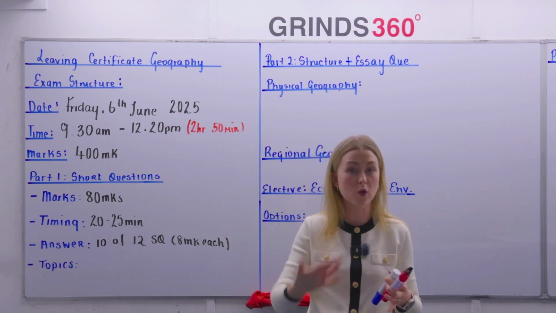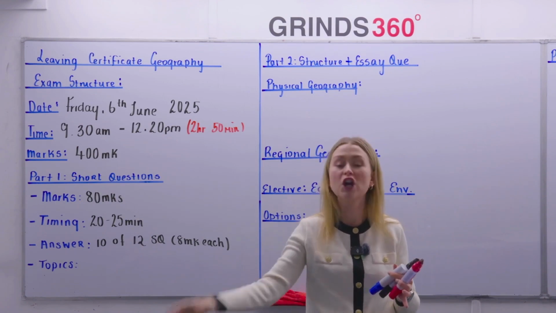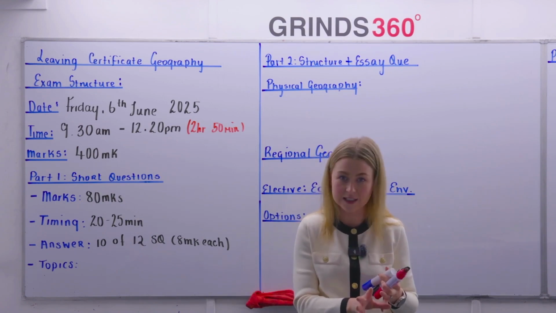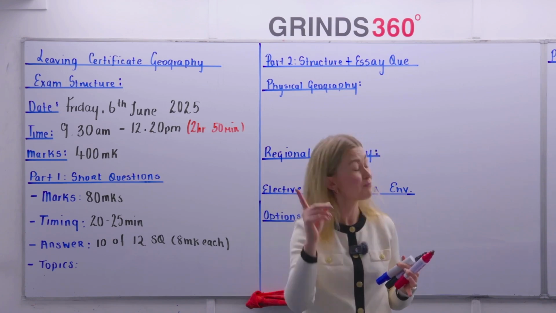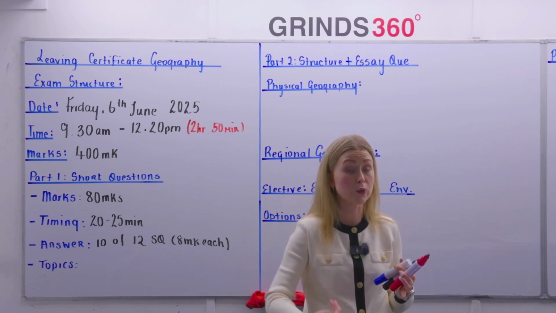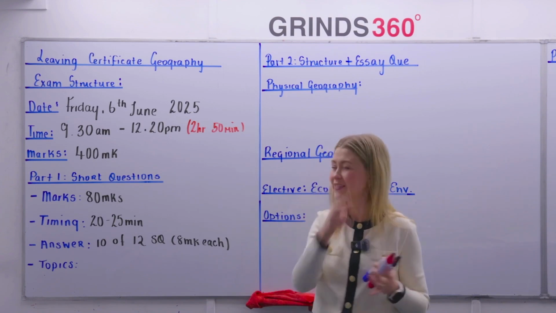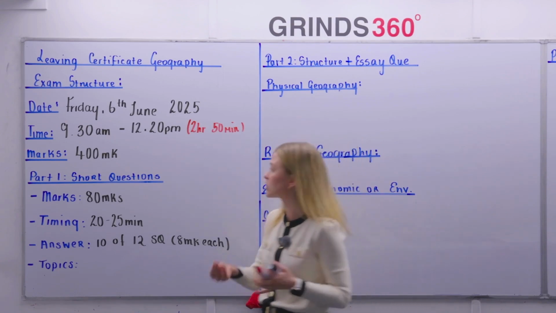In your Leaving Cert exam, more than likely, you're going to be answering 10 out of 12 short questions, 8 marks each, moving on to that structured and essay style section of your exam and answering 7 or 8 essay style questions, as well as 3 or 4 part A's. That's a very, very short period of time, so we have to be very, very mindful about our timing.